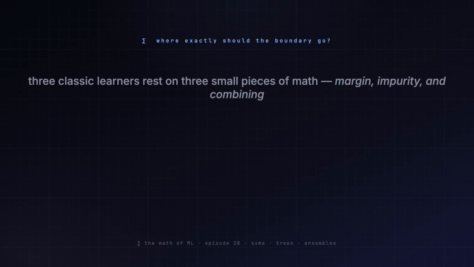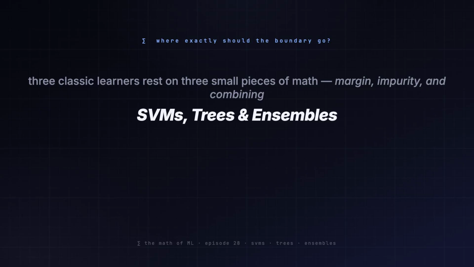Last episode, we built linear and logistic regression, the two atoms of supervised learning. Now, three more classics, SVMs, trees, and ensembles, turn that same mindset into decisions, starting with one question: where exactly should the boundary go?